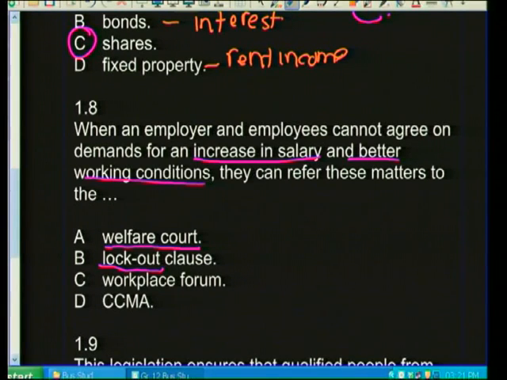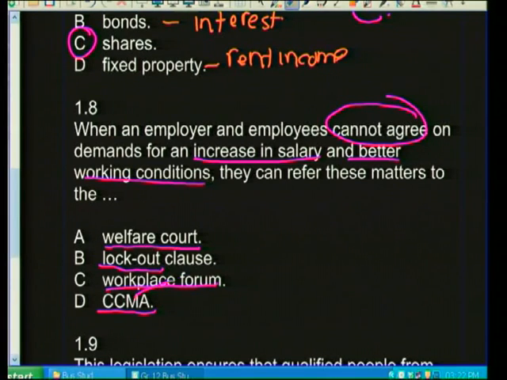Workplace forum. Right, we've had that before. It's where you employ more than 100 workers, that the workers would be represented in the workplace forum. But we're looking at where we cannot agree on something. Where can we refer this to? Our last one here is the CCMA. Right, so the Council for Conciliation, Mediation and Arbitration. Right, so conciliation, mediation and arbitration.